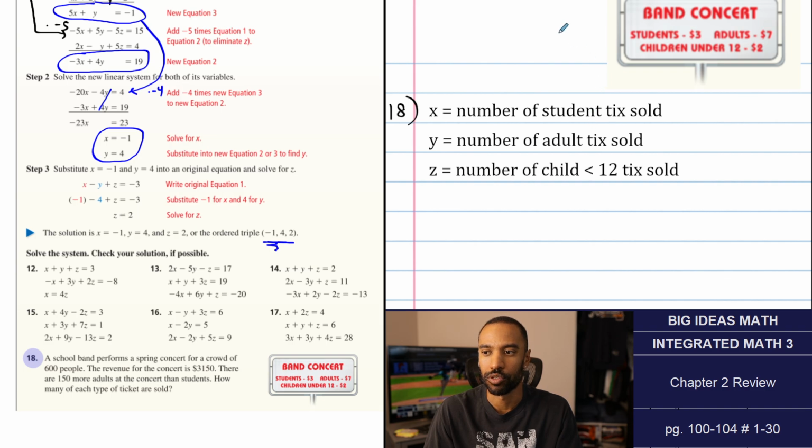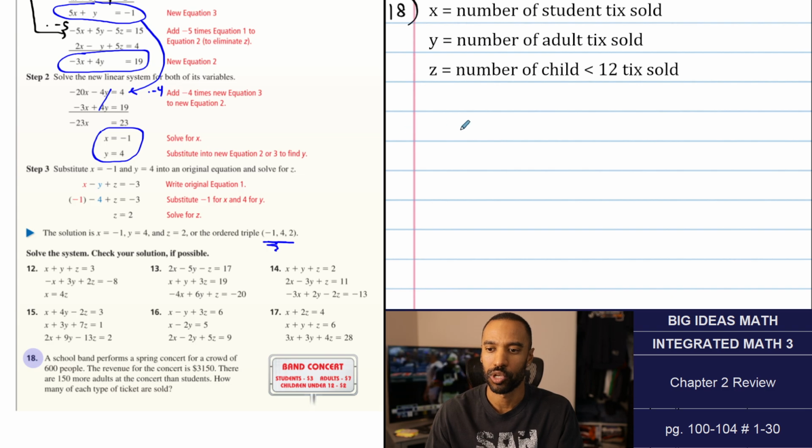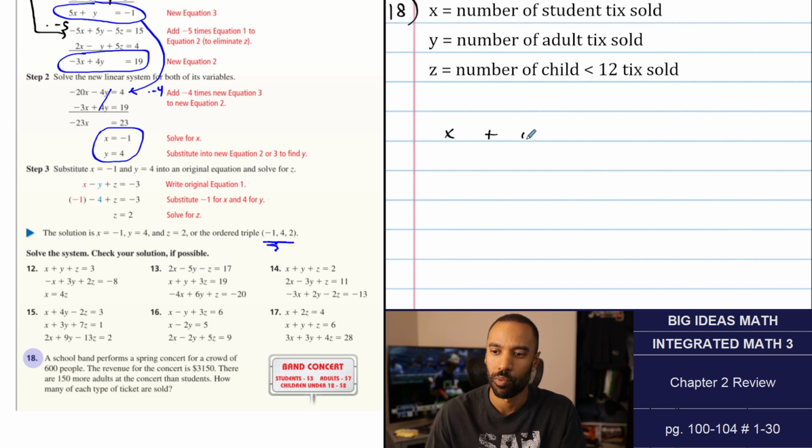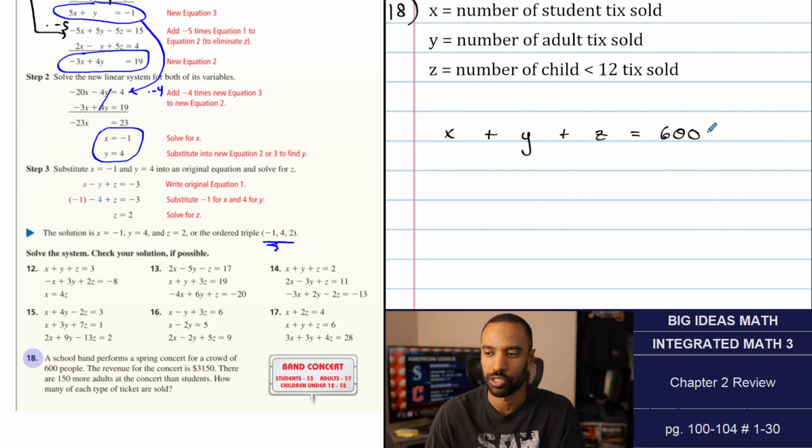So let's come up with those 3 bits of information. The first equation I'm going to do is just the 600 people. There are 600 people total. Therefore, we can add X, Y, and Z, and we get 600. That's one equation, just based on number of tickets sold.